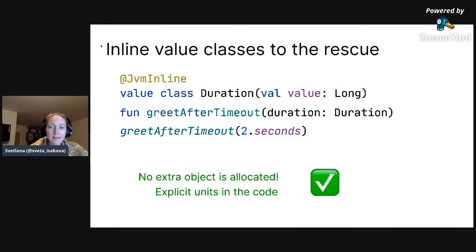That's what I mean by saying that inline value classes combine performance of primitive types and type safety of regular classes. No extra objects are allocated. It's primitives under the hood. And explicit units in the code demonstrate the type safety. Duration is represented by a separate type. It's not any number.